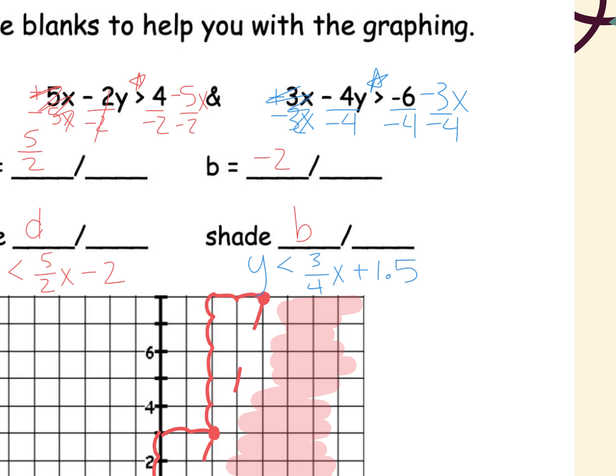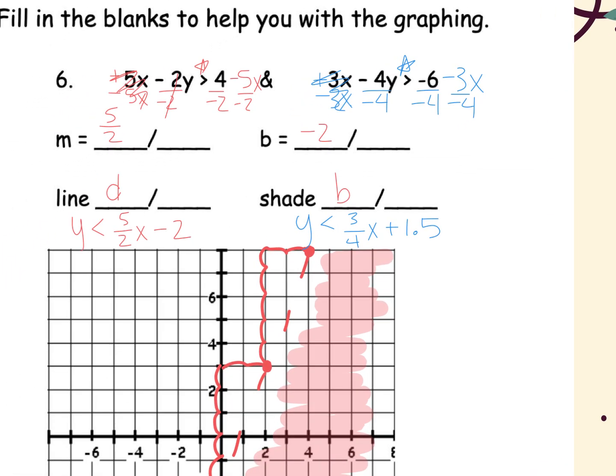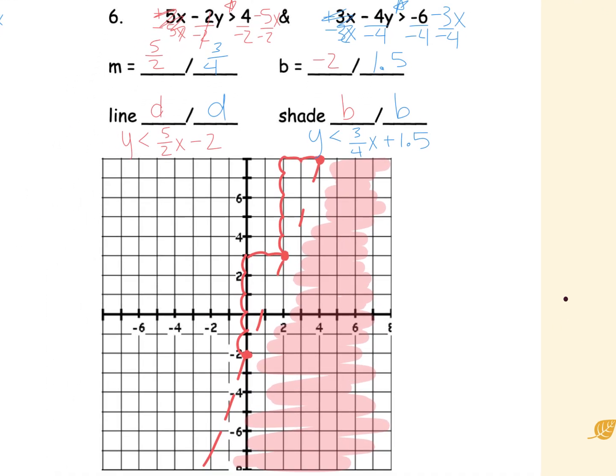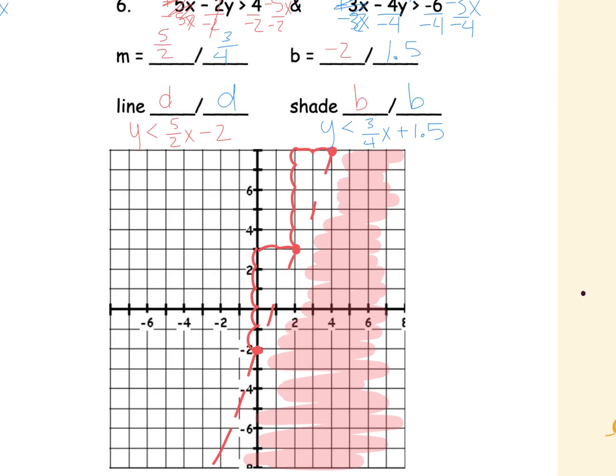So now I can go through. I can set this up. My slope is 3/4. My y-intercept is 1.5. It is less than, so dotted and below. Both of these were dotted and below. It won't always be like that, just so you're aware.